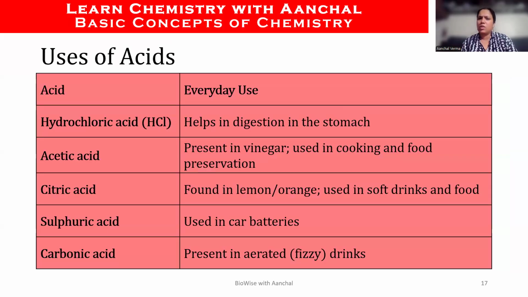What are the basic uses of acids? Hydrochloric acid helps in digestion in the stomach. Acetic acid is present in vinegar, used in cooking. Your Chinese stuff and all is prepared from the acetic acid. Citric acid found in lemon, orange, used in soft drinks and food. Sulfuric acid is used in car batteries. Carbonic acid is used in aerated drinks.